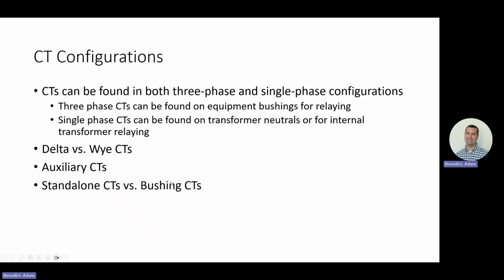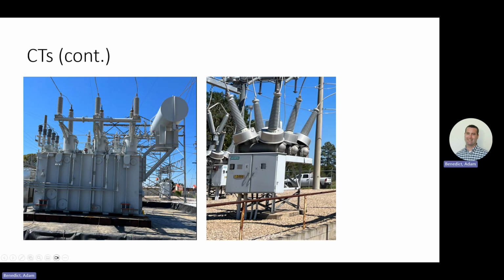Standalone CTs versus bushing CTs. Bushing CTs you'll see here and here, so they're installed right on the bushings. A standalone CT would be down the line, usually connected over some bus work or strain bus, and have it go through the CT, and then you'd have a terminal block down at the bottom of the standalone stand. And likewise here, your CTs are usually in here. I don't see the neutral CT, but I'll see if I can find a good picture of the neutral CT for next time.